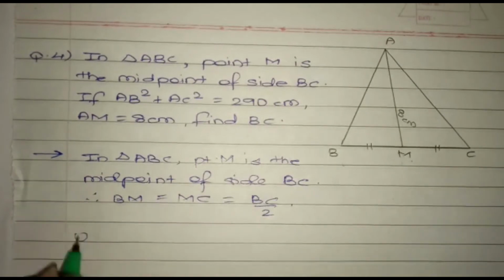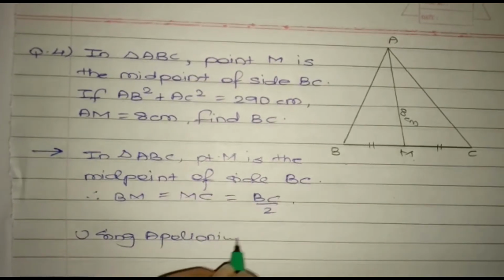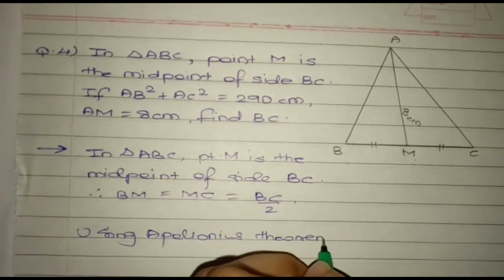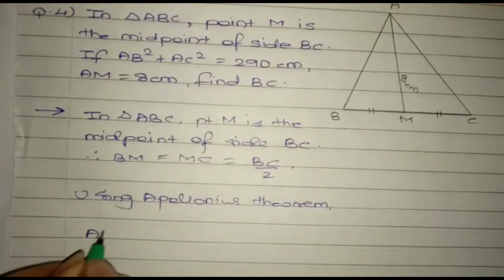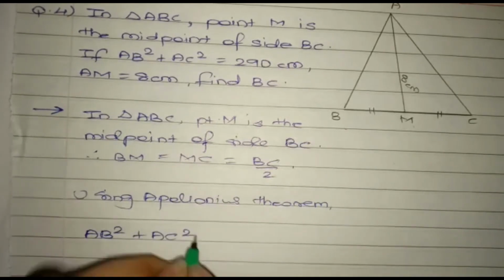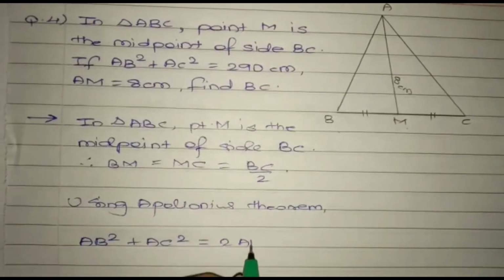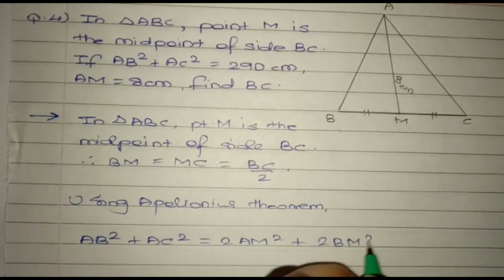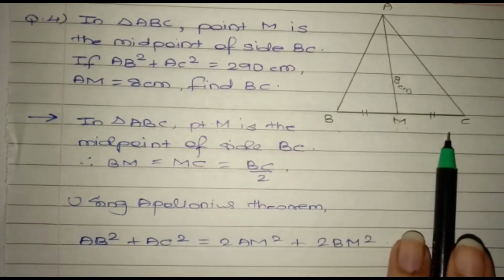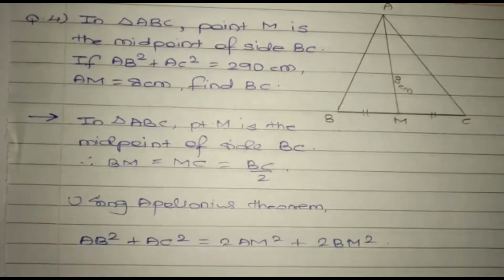It will give us, using Apollonius theorem, AB square plus AC square is equal to 2AM square plus 2BM square. Now we have to find the length of BC. So we will first find out the length of BM and then multiply it by 2, so we get length of BC. So AB square plus AC square is already given, which is 290 centimeter.